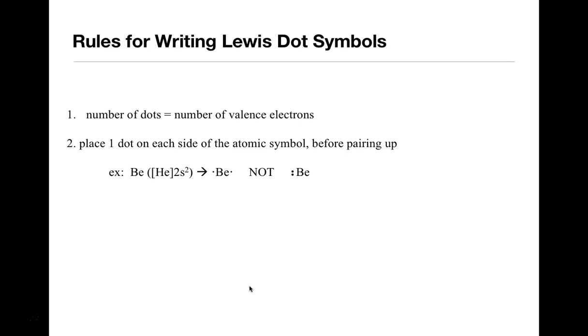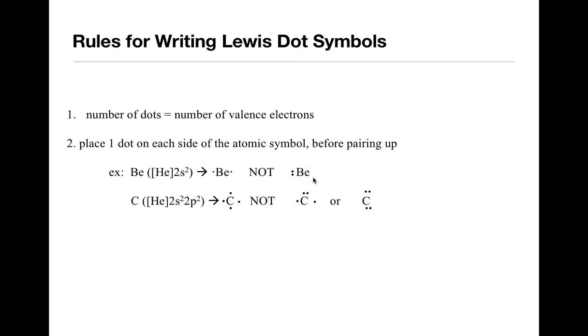We can see in the example with beryllium, where we have 2 valence electrons in the 2s orbital, we would write it as we see here on the left-hand side with 2 unpaired electrons, so one on each side of beryllium, but not paired up on one side. That would be incorrect.